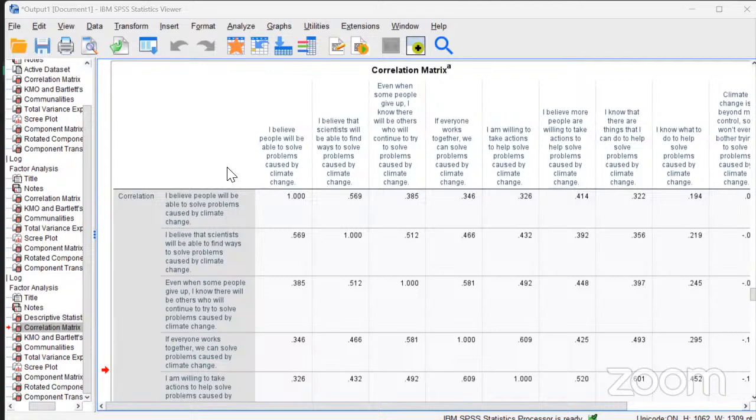Shubham, is it clear? Yes, sir. Clear, sir.